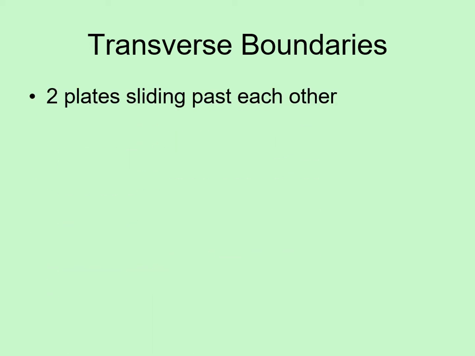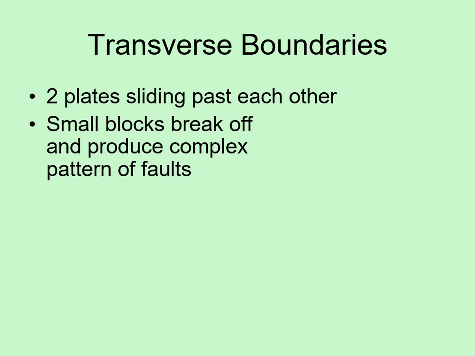The third type of plate boundary happens when crustal plates slide past each other. These transverse boundaries happen many places in the oceans, but there are only a few substantial ones on land. One of these is the San Andreas Fault system here in California. As you might expect, this sliding is often far from smooth. The friction between the two plates can cause smaller blocks to break off the main plates, creating a complex pattern of segments around the fault.